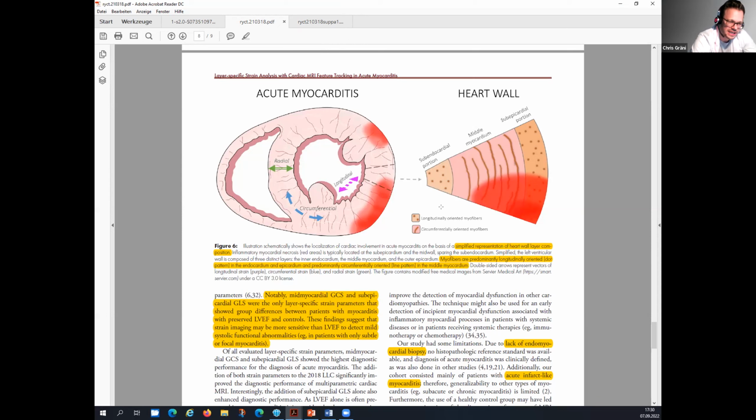I have a question. Is it also possible to do segmental layer strain, or did you try to somehow get this data out of your outputs?